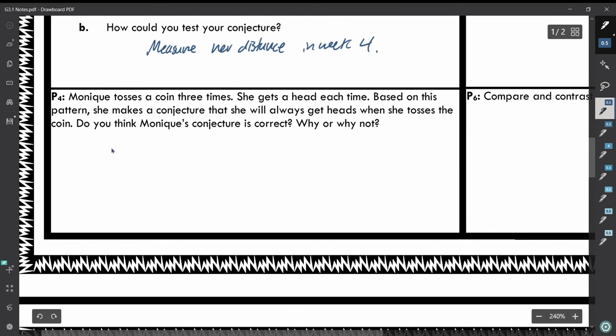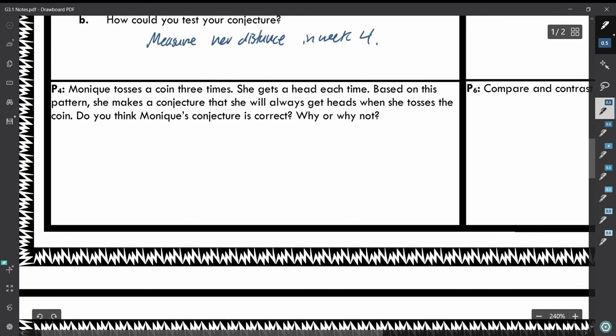Number 4. Monique tosses a coin 3 times. She gets a head each time. Based on this pattern, she makes a conjecture that she will always get heads when she tosses the coin. Do you think her conjecture is correct? Why or why not? So here we're going to assume that she's tossing a very fair coin. Okay. So assuming she uses a fair coin, basically meaning that it's not weighted on one side for her to get heads every time. Okay. Assuming she uses a fair coin, then her conjecture isn't correct, is it?